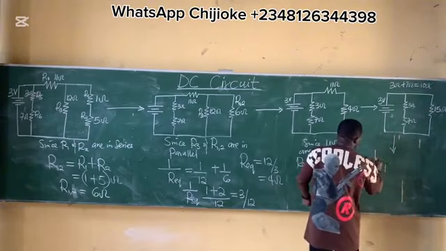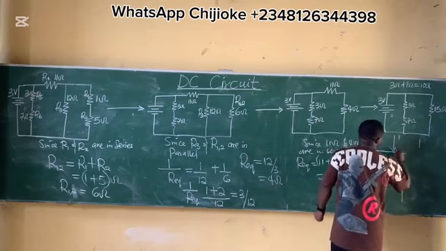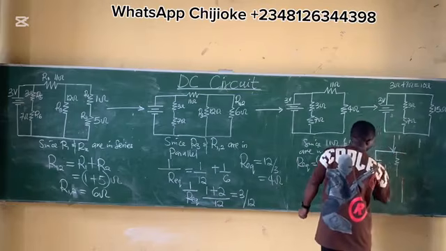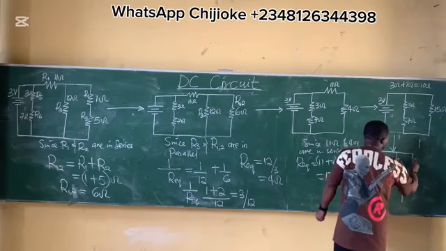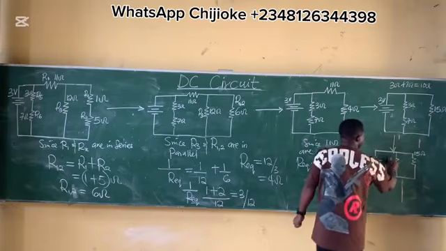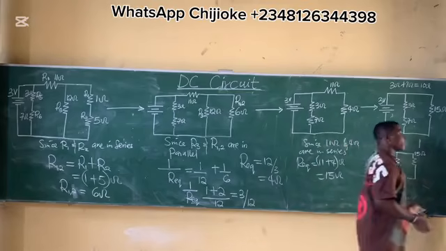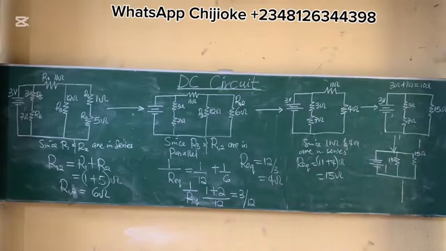Finally, I have something that looks like this. This is the final reduction. This is 15 ohms. This is 10 ohms. So finally, 15 ohms and 10 ohms are in what? Parallel. So if they are parallel, someone should give me the equivalent resistance. 1 over 10 plus 1 over 15.